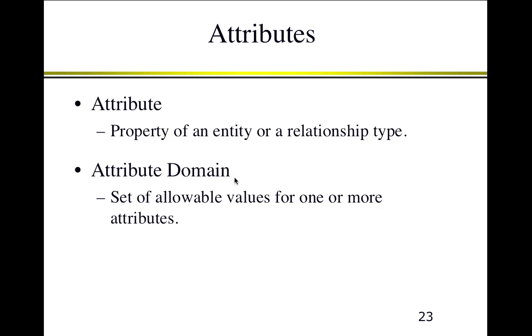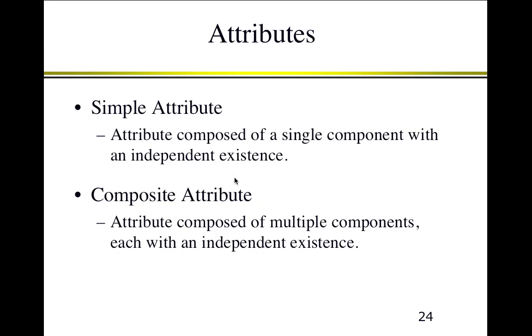And an attribute describes something about the entity. So it's a property of the entity or the relationship type. So we have an attribute domain, which means the type of information that we're getting is going to be a number. It's going to be a letter. It's going to be a label. So it's a set of allowable values for one or more attributes that might be associated with it.